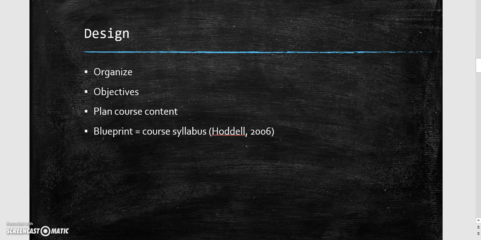Next, we have design. The design phase is where things are organized, objectives are written, and the course content is planned out. This, again, is the blueprint, which looks like the course syllabus.